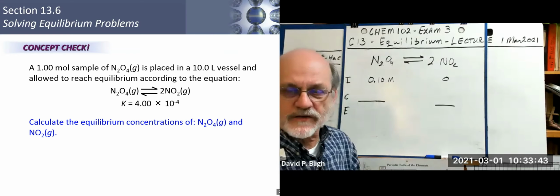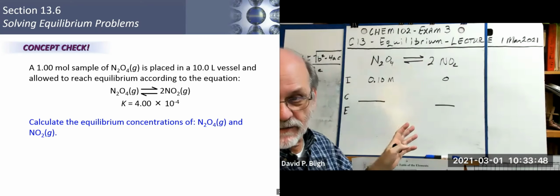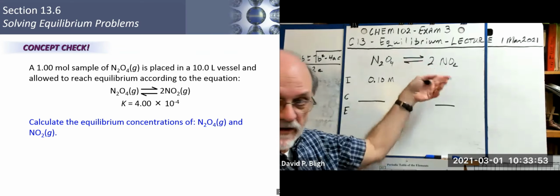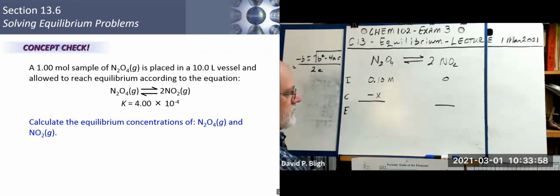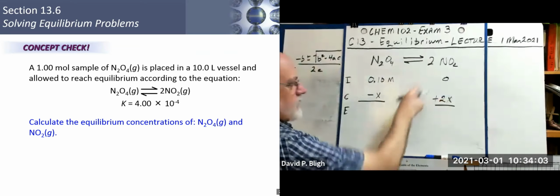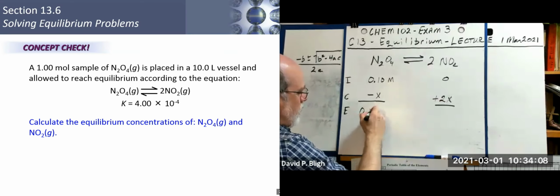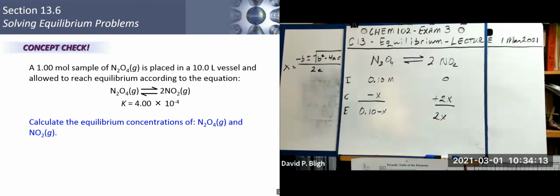But if we have to calculate the concentrations of both, then it'd be nice, to calculate this one, if we took an answer and multiplied it by 2. So let's make this one the X. So we lose some of that one. How much of this one do we get? We get twice the amount of that one, right? 2 to 1. So now this value is 0.10 minus X, and this one is 2X. Now we can plug it into the formula.